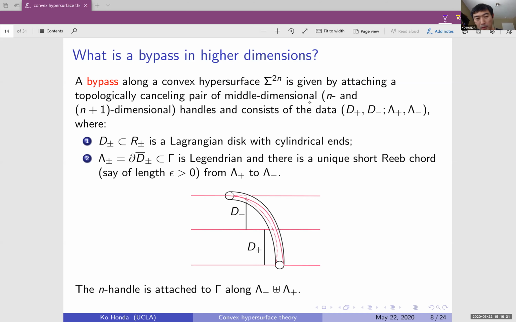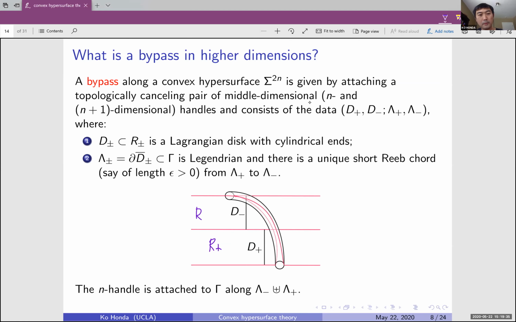Okay, so this region is R plus, this region is R minus. There's a Lagrangian disk inside R plus with Legendrian boundary, maybe with cylindrical ends limiting to a Legendrian. The boundaries are lambda plus and lambda minus. It's actually funny because in dimension 3, it looks like the boundary is disconnected, which is special to dimension 3. So you have the disk and lambda plus and lambda minus, and we're assuming there's a short Reeb chord from lambda plus to lambda minus. So this is a dividing set.